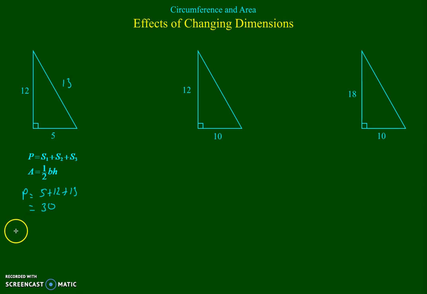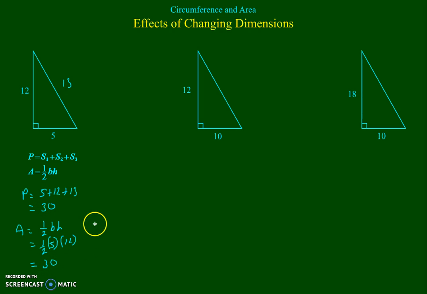Now let's find the area. The area is 1/2 base times height. So this is 1/2 times 5 times 12. 1/2 of 12 is 6. 6 times 5 is 30. Interesting. The area and perimeter both are the same.